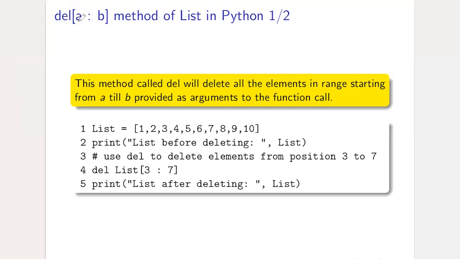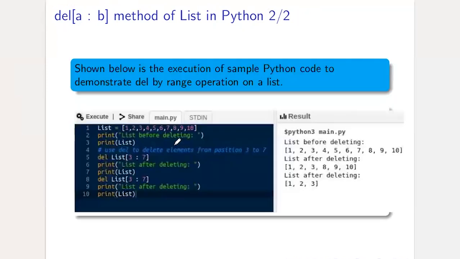Let me discuss the sample code with you. So I have an original list with items going from 1 to 10. Then I am going to delete a sub list starting from position 3 to 7. Okay, let's see actually what gets deleted. Here's the running example. So I have the original list of 1 to 10, and now I am saying delete from address 3 to 7.